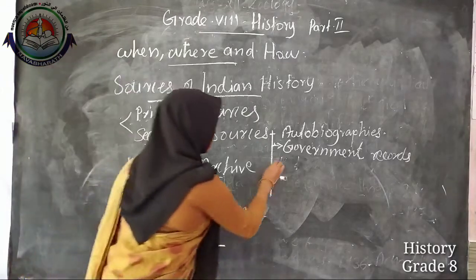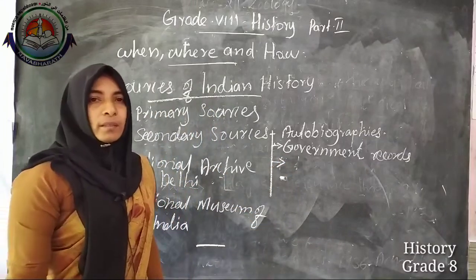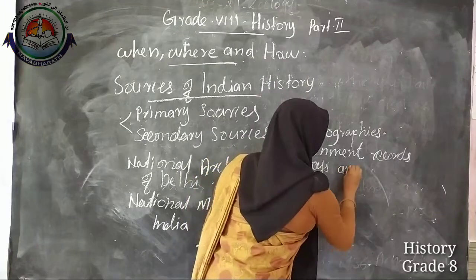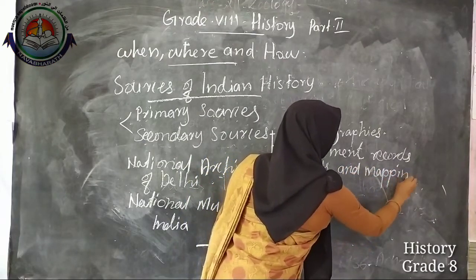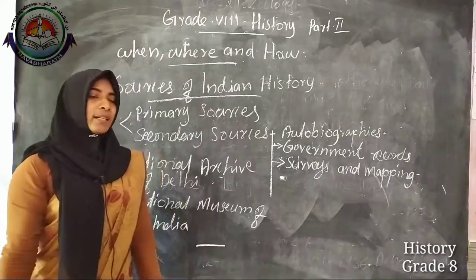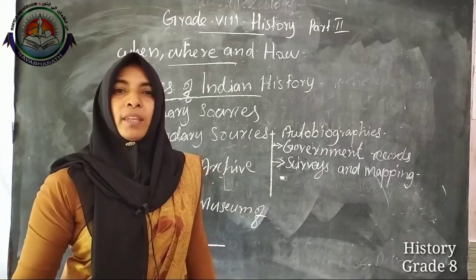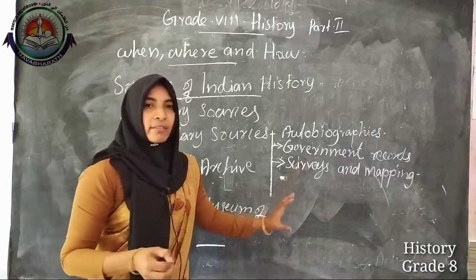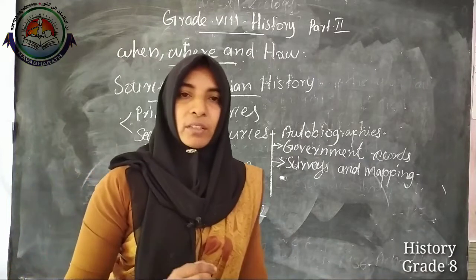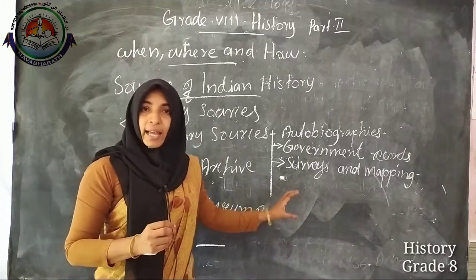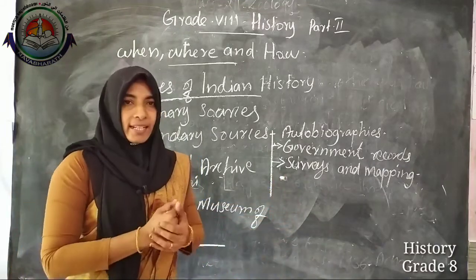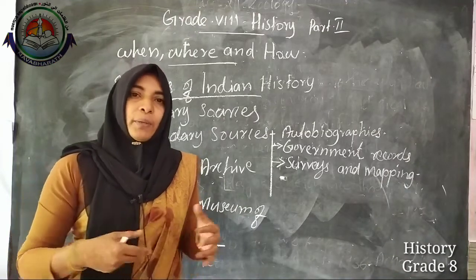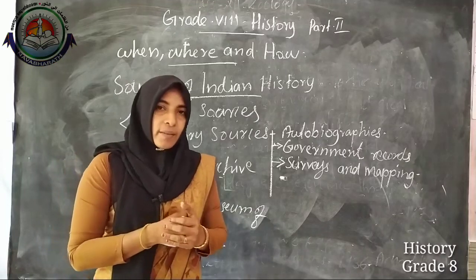Next source of history: surveys and mapping. Britishers conducted surveys in order to know the length and width of the country. Moreover, the surveys helped them to know about the newly subjugated, newly annexed areas and territories.